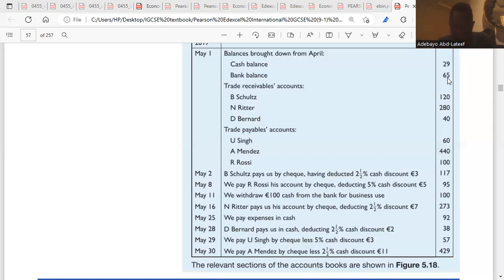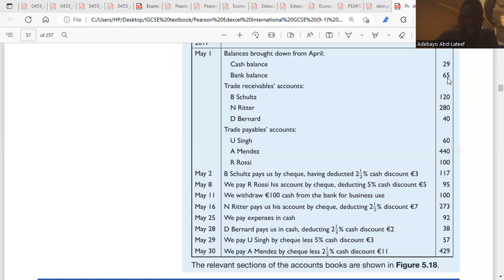For May 8, we pay Roche's account by check, deducting 5% cash discount. Roche becomes a supplier. That's a credit supplier, so we check our trade payables account. We are owing Roche 100 euros. So for the 100 euros, we have 5% cash discount. That means 5% of 100 euros will be deducted from 100 euros. So that's 5 euros. 100 minus 5 euros gives us 95 euros.